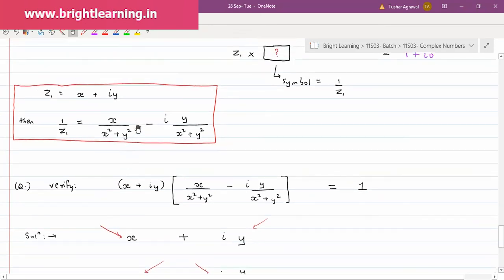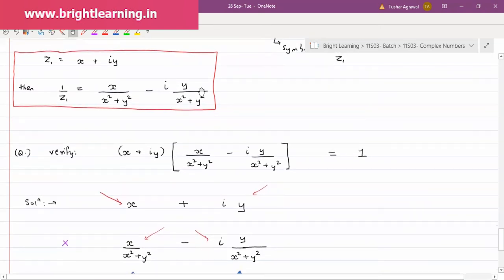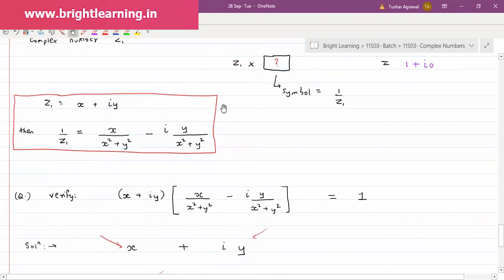Now, sir, do we need to memorize such an ugly formula? You don't need to memorize this ugly formula. How to find the answer? There is a trick to understand this thing. See, 1 upon z1, symbolically, I've already told you this 1 upon z1 is a symbol. This 1 upon z1 is 1 upon x plus iy. This is just a symbol and nothing more than that.